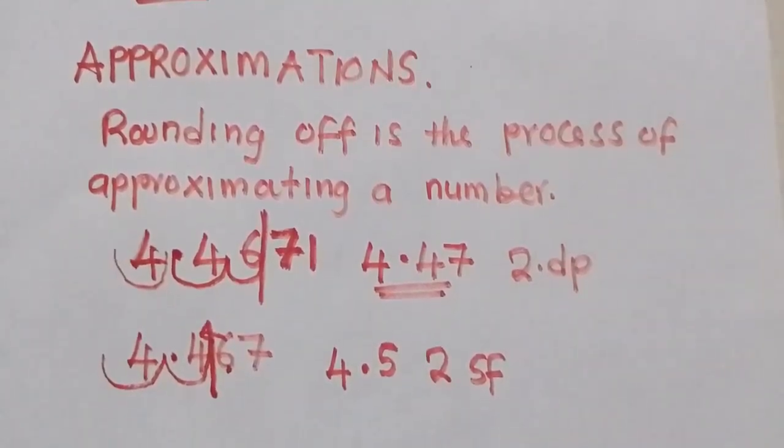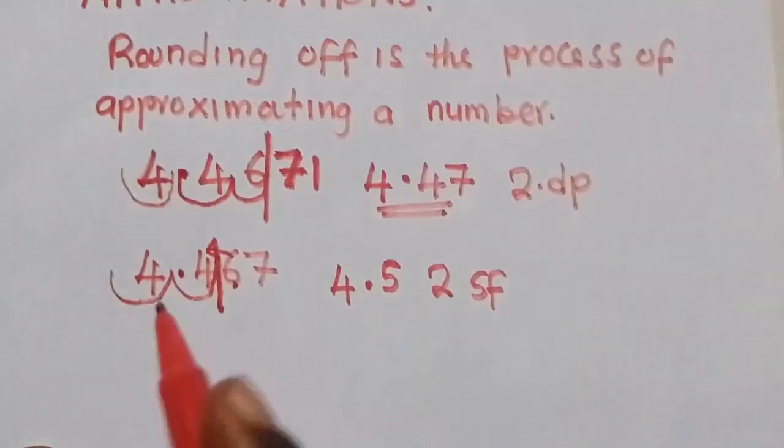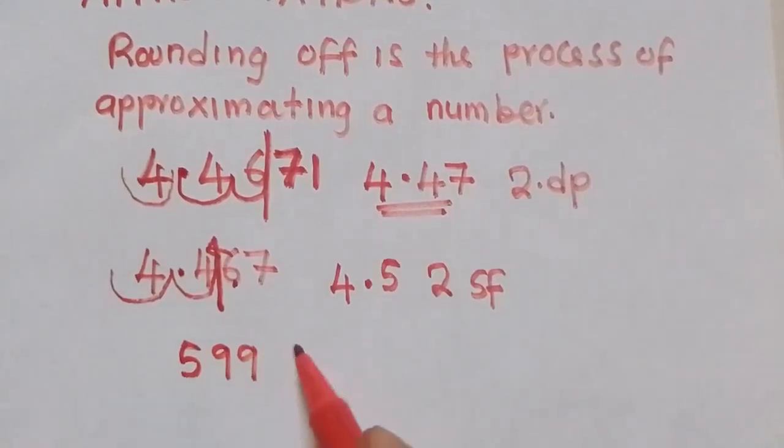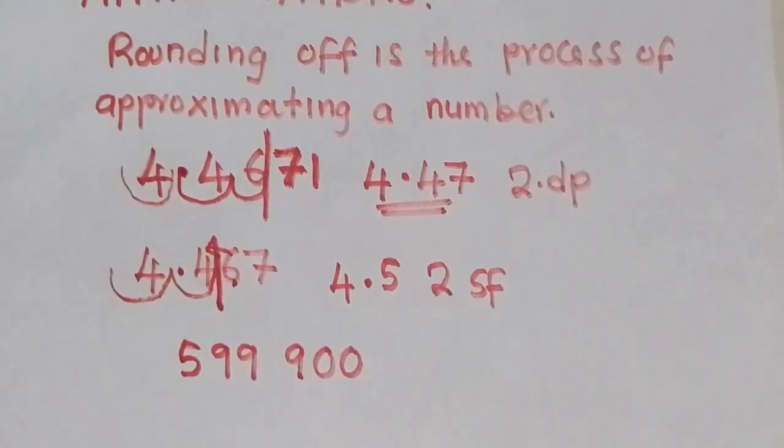What if you are given a number? Let's say you are given a scenario where they are saying that the number of orphans and vulnerable children in one province in Zambia is 599,900. This is just an example. And the first question is saying, write this number in standard form. How can you write this number in standard form? That's the first thing you are taught.